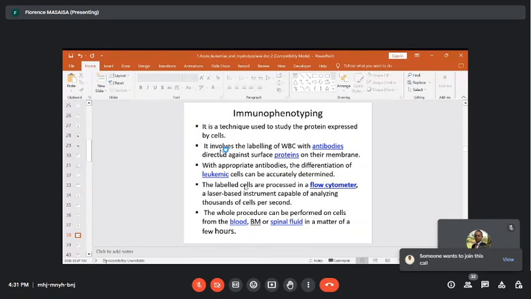Flow cytometry is a technique which studies the proteins expressed by the cells. Each white blood cell has antibodies directed against the surface proteins in the membrane, so we call them monoclonal antibodies. The technique uses monoclonal antibody markers through flow cytometry, which is a laser-based instrument that can analyze thousands of cells per second. It can use blood, bone marrow, or spinal fluid, and gives results in a few hours.